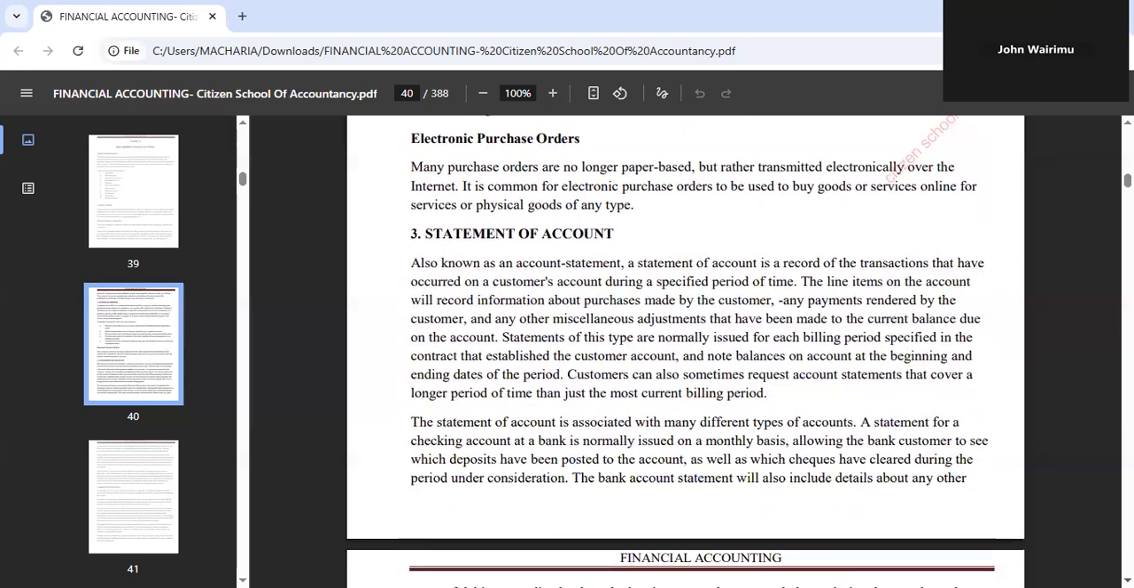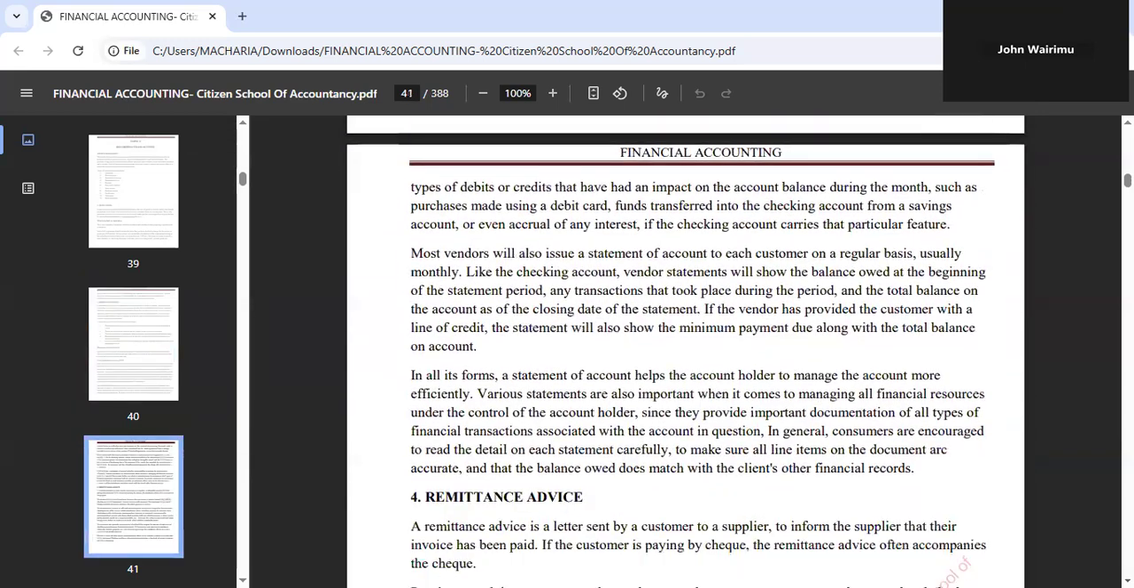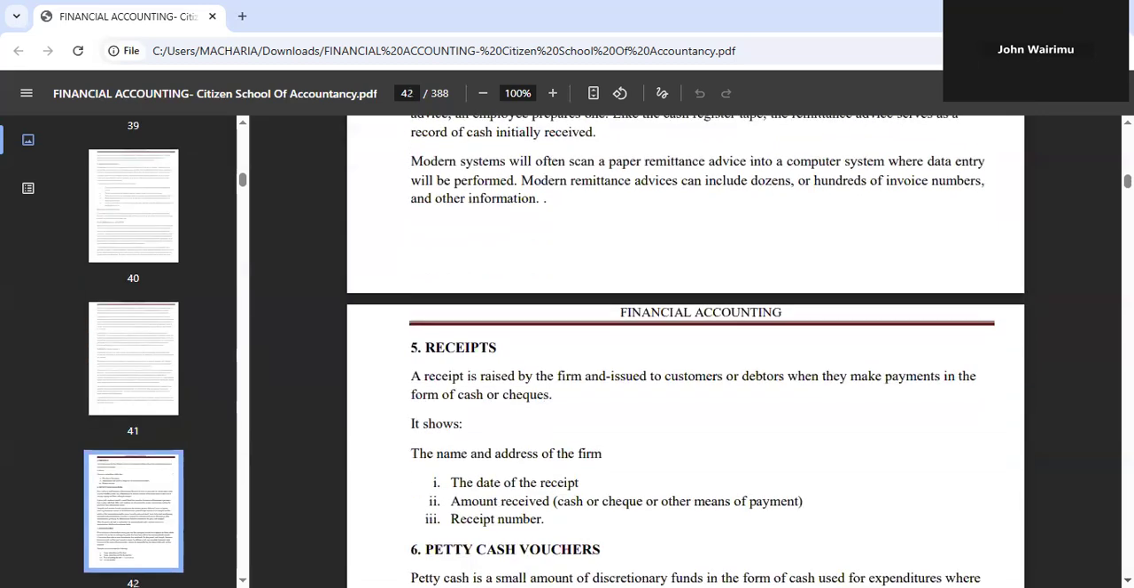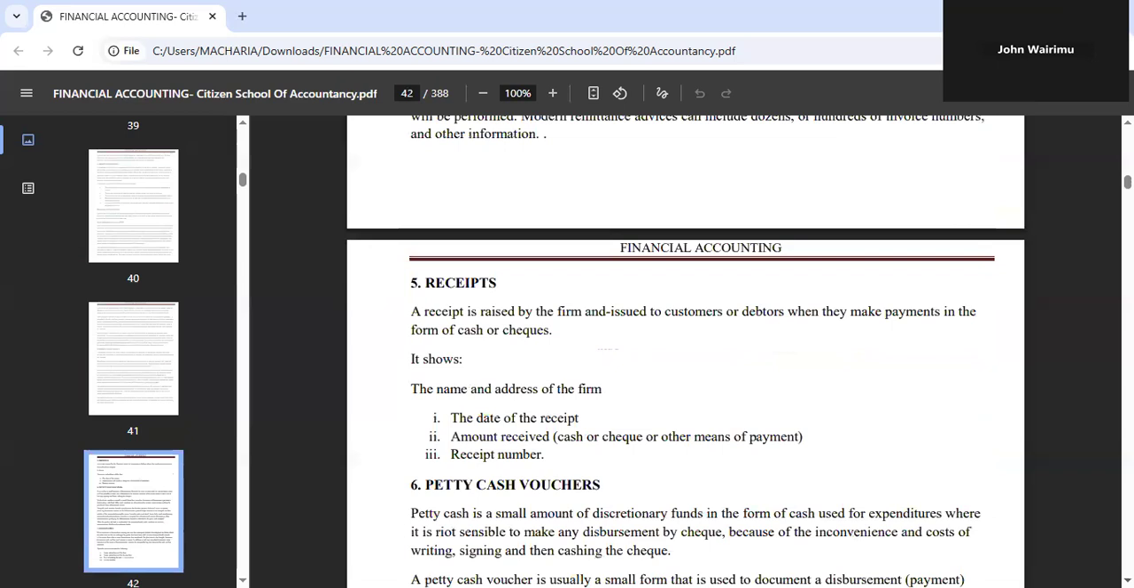Okay, then I want to avoid the statement of account and the remittance of account. I'm moving on to the most important part as accountants, the receipts. Receipts are interacted with in day-to-day life as accountants in accounting practices. A receipt is raised by the firm and issued to customers or debtors when they make payment in the form of cash or check. Of course, all of us have interacted with this before, it is just a confirmation that I've received payment, so you are issued with a receipt.